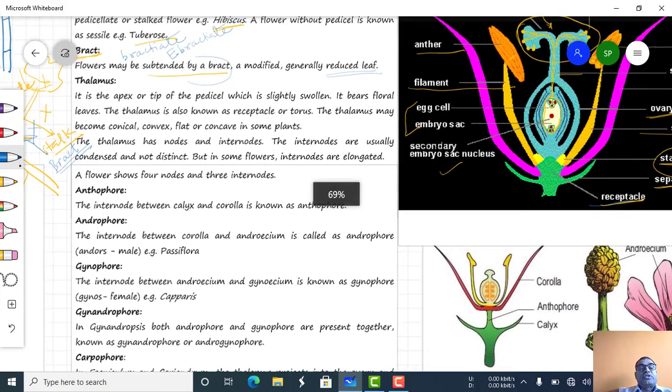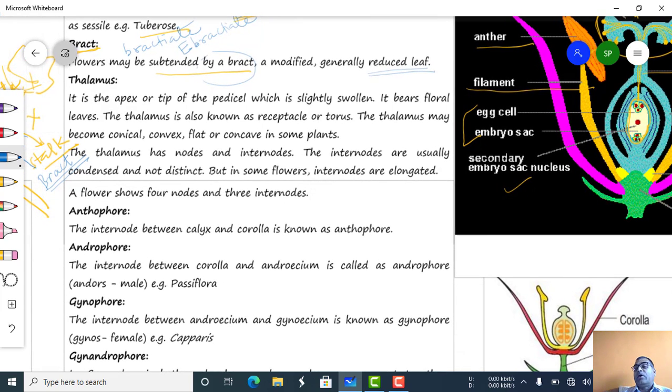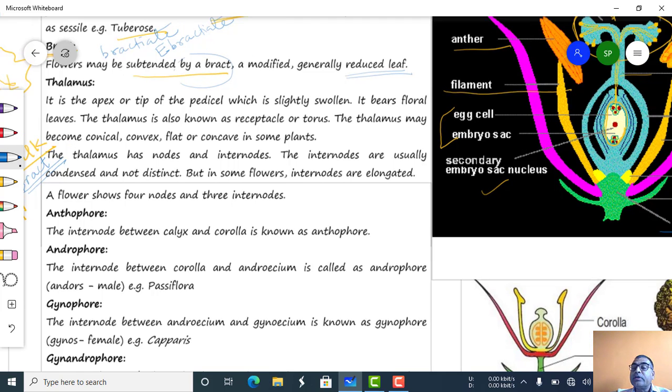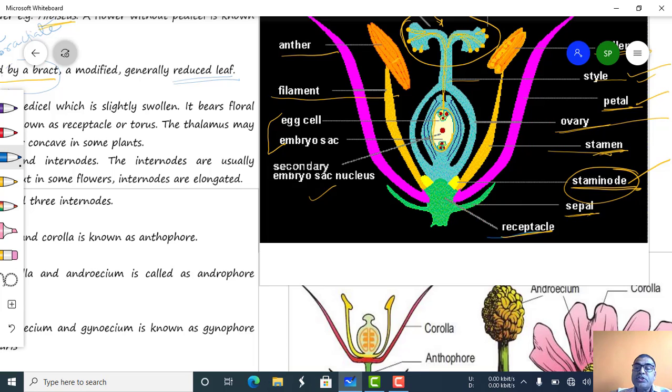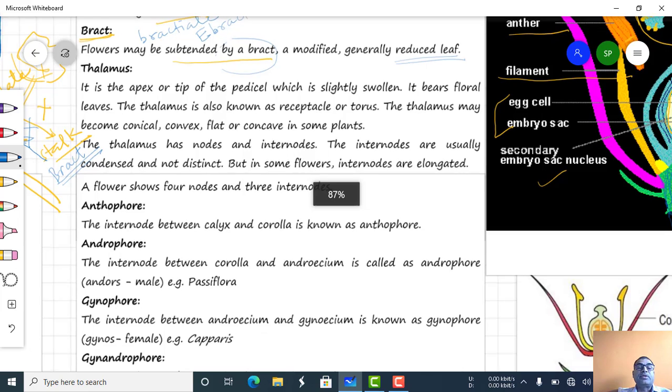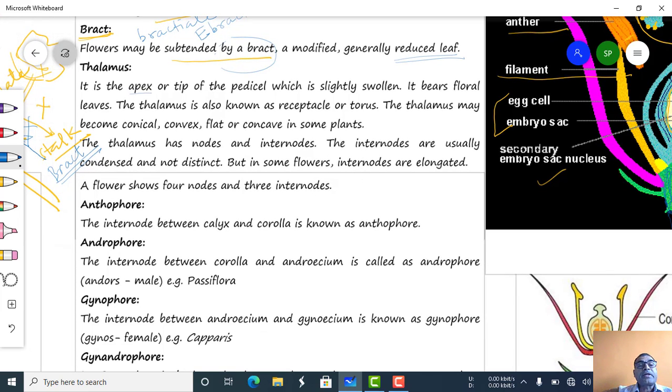Next is the thalamus. Thalamus is the tip of the flower on which floral whorls are arranged. If you see this region, this greenish colored region represents the thalamus. So it is the tip of the flower. One can see the stalk of the flower, the tip of the pedicel or stalk, and the base of the flower forms the region of the thalamus. So it is the apex or tip of the pedicel. Pedicel means the stalk of the flower, which is slightly swollen.